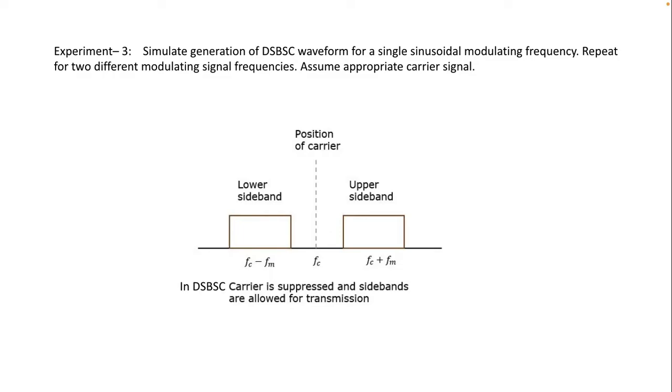This is the frequency band diagram of the double sideband suppressed carrier. The dotted line shows that the carrier has been suppressed or removed, and we're left with the upper sideband and the lower sideband. The upper sideband denotes fc plus fm, and the lower sideband denotes fc minus fm, as the extreme frequencies.